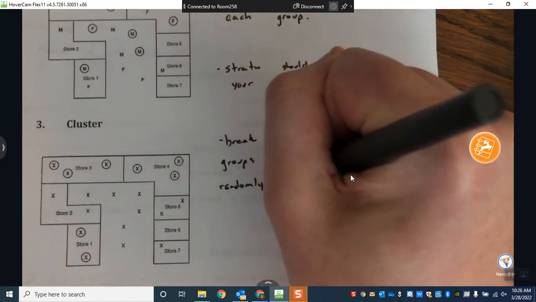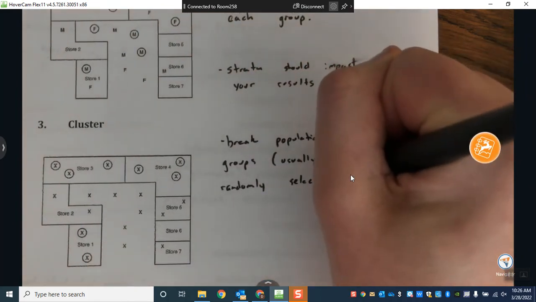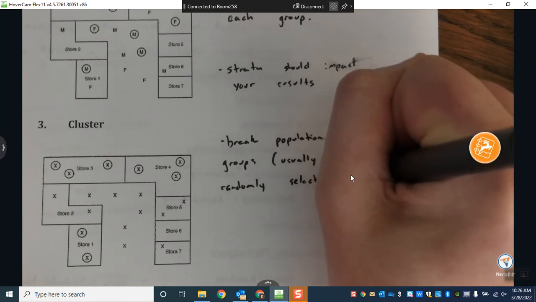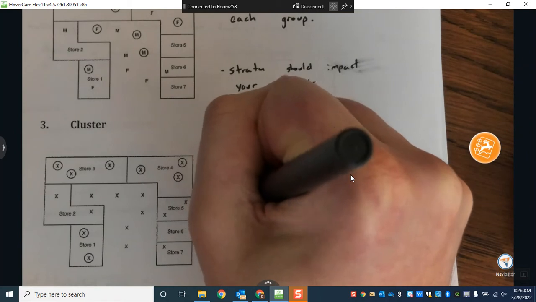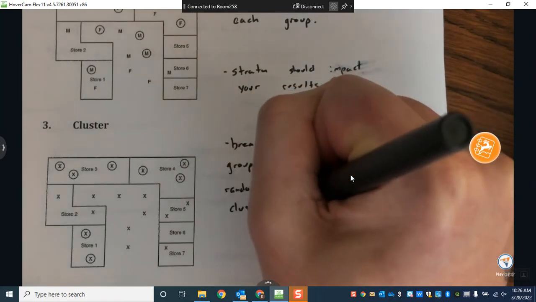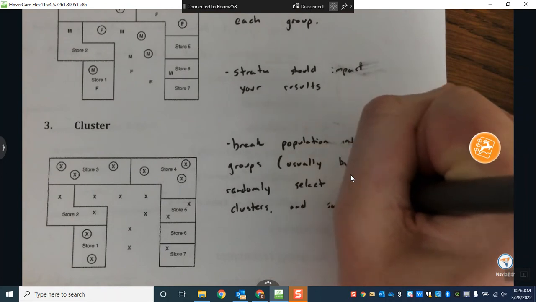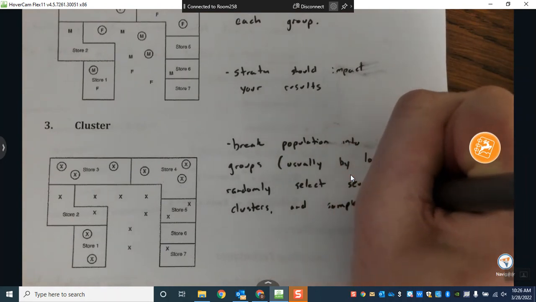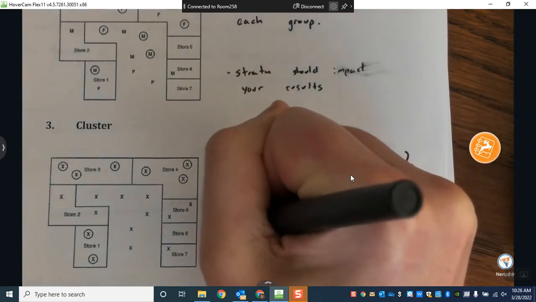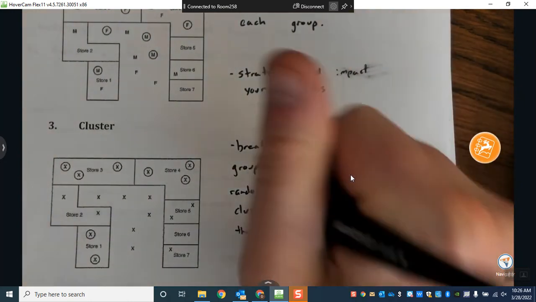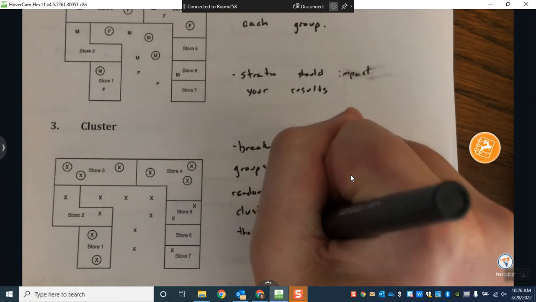You randomly select, I don't know, several clusters, and sample everyone or everything in those groups.